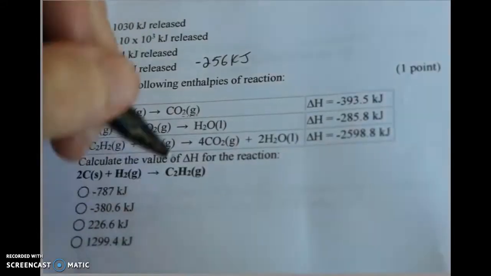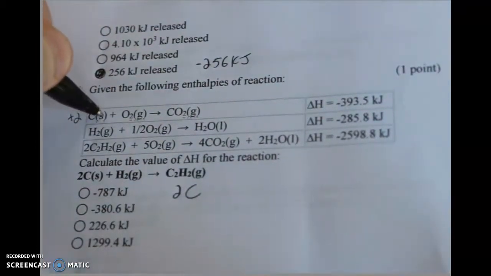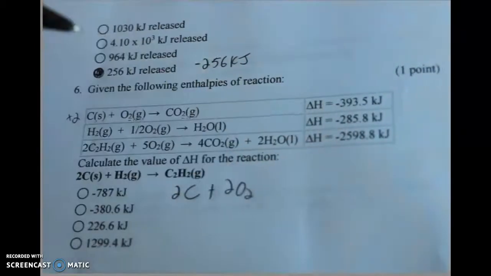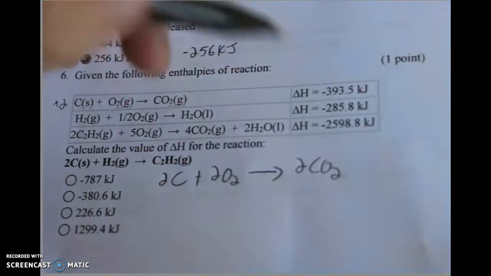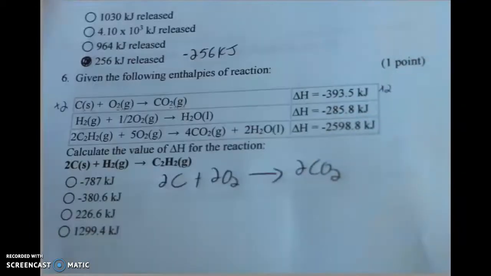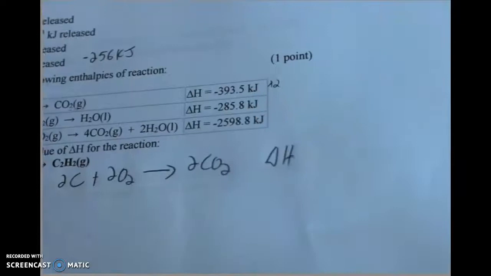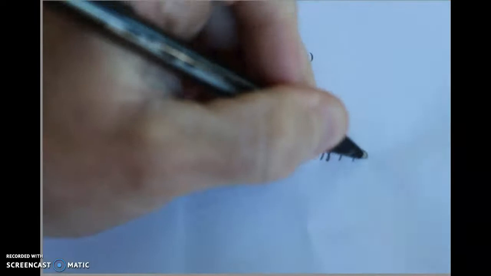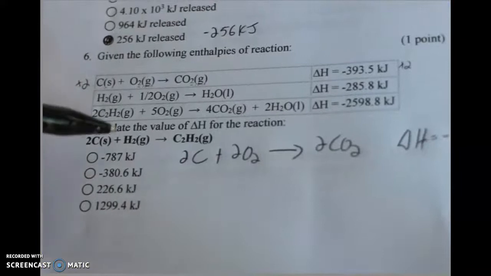So I'm going to rewrite this down here just the same way. You have 2 carbons. I'm leaving out these symbols just to make it a little less cluttered when I do it. Plus 2O2 goes to 2CO2. And now this delta H term, I have to make sure I multiply that by 2 also. No, I didn't flip it or anything, so the delta H stays the same. So that delta H is now negative 787 kilojoules.